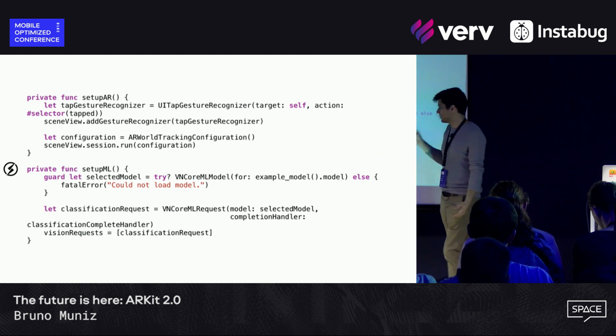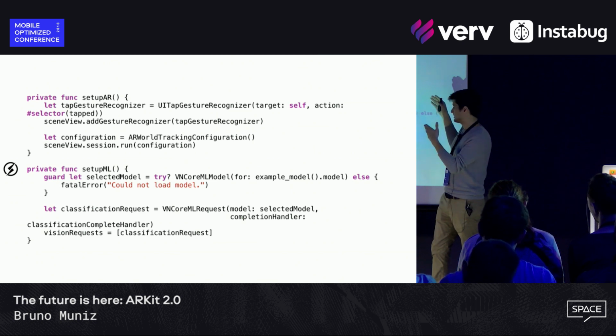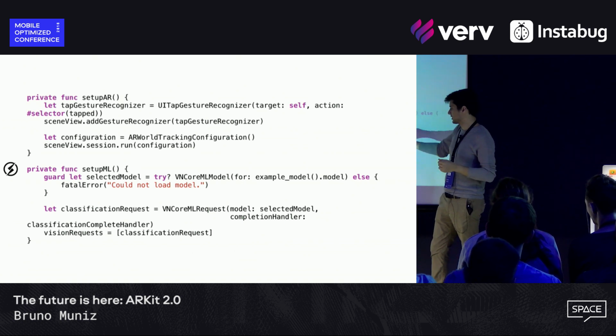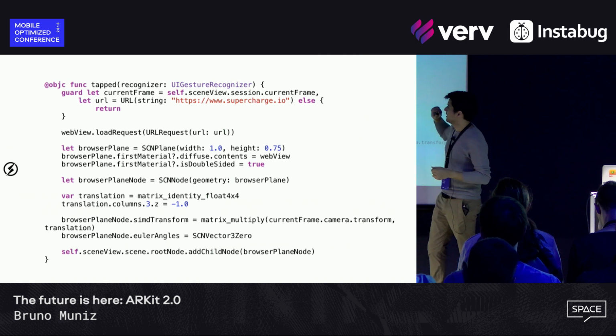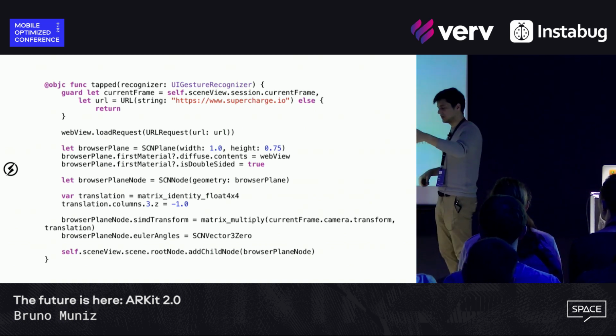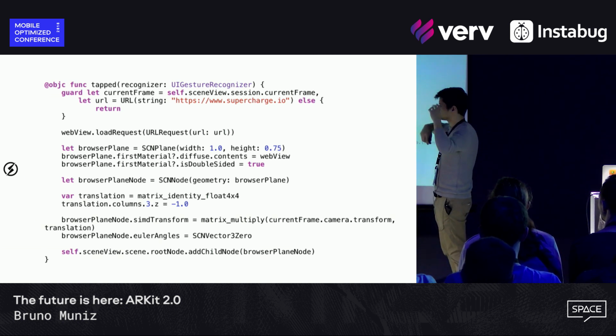Once you have that, all you have to do is set a Core ML request, passing the model that you use, so the Custom Vision AI model. And I created a different method for the completion handler, which is on the next slide, I guess. So once I tap this scene, I put my UI web view on the scene with some URL there.